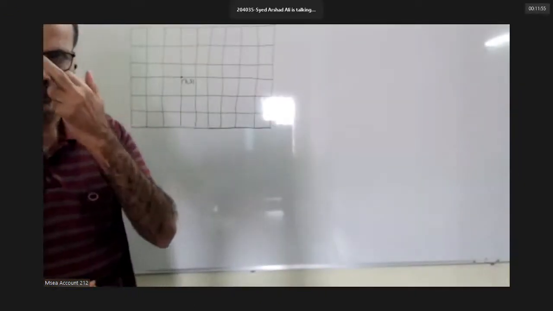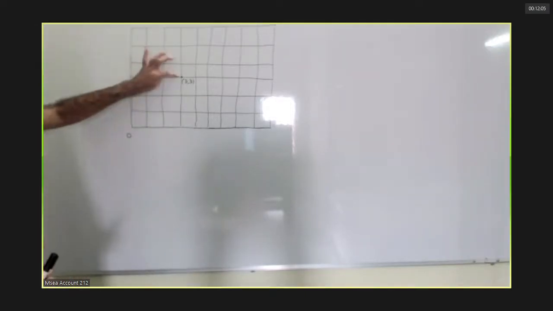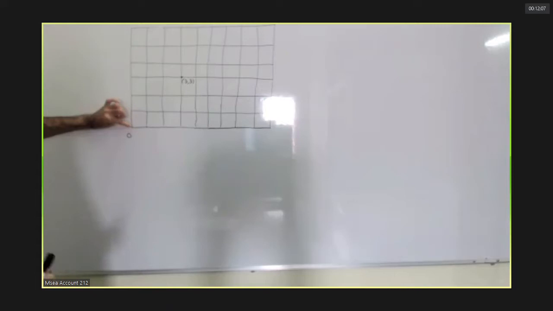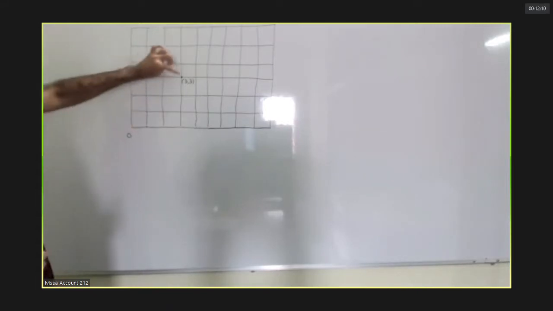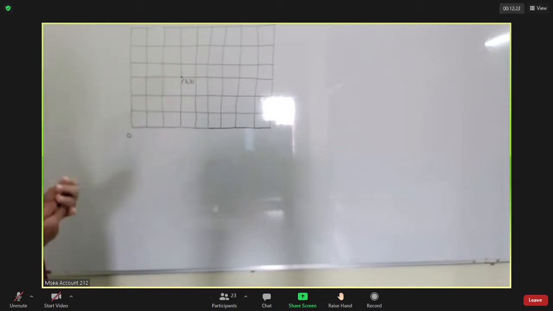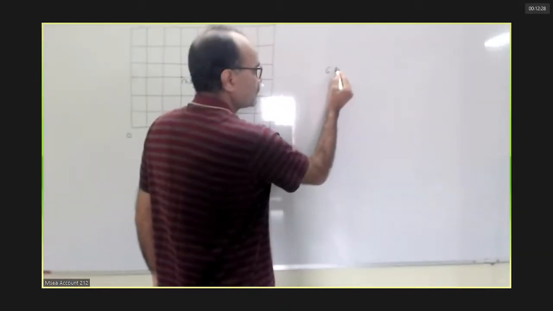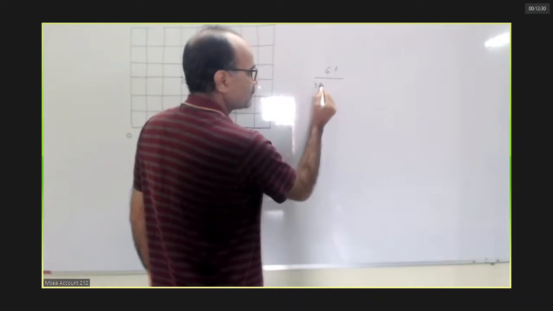Sir, 9 factorial by 3 factorial cube. See, via 3,3 means first he has to go from the origin to here. In how many ways can he reach from here to here? 6 factorial. Total units, how many? 6: 3 horizontal, 3 vertical. So via 3,3 means 6 factorial by 3 factorial into 3 factorial.